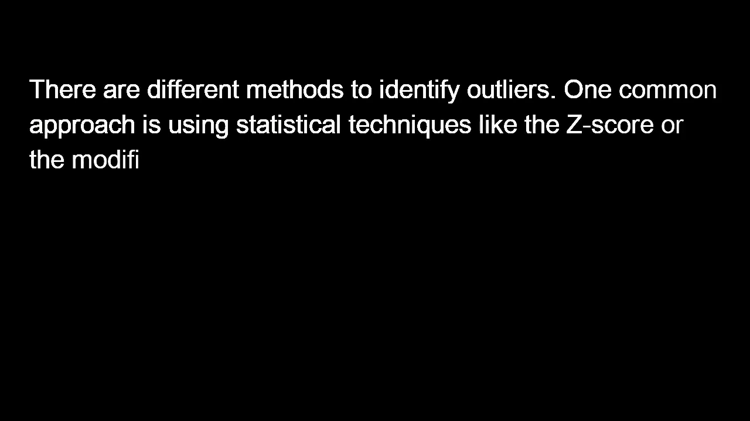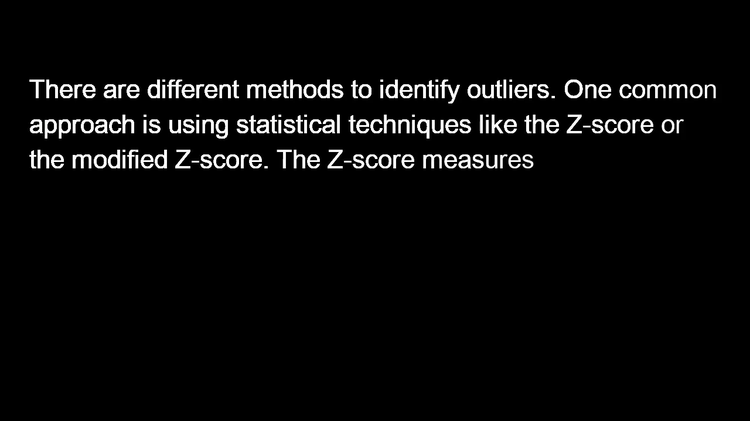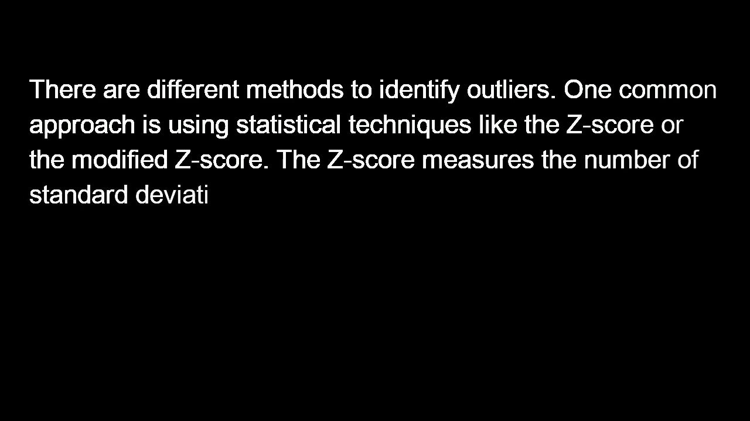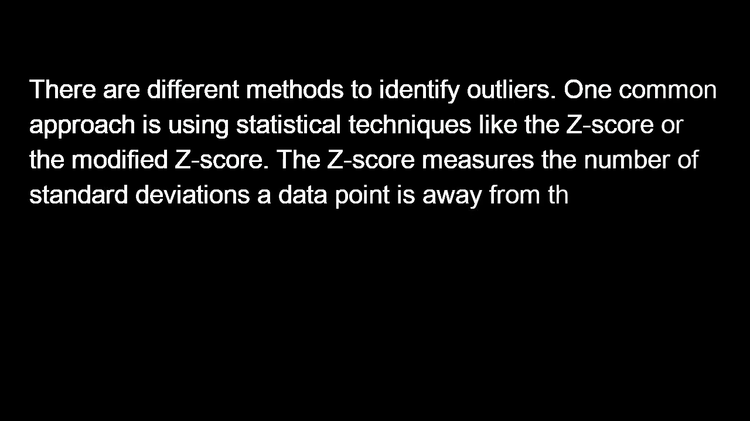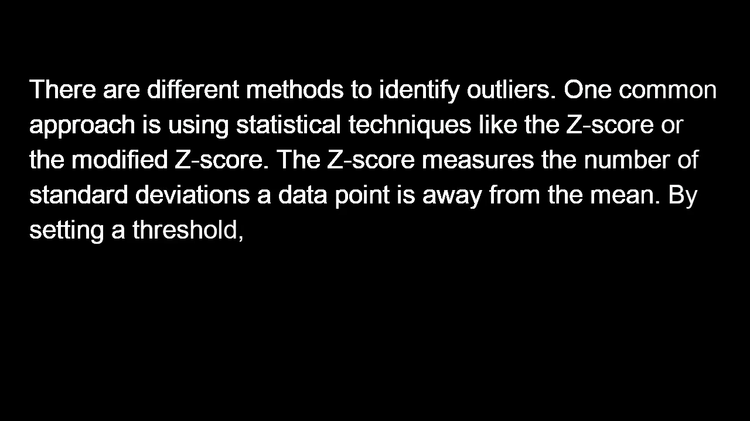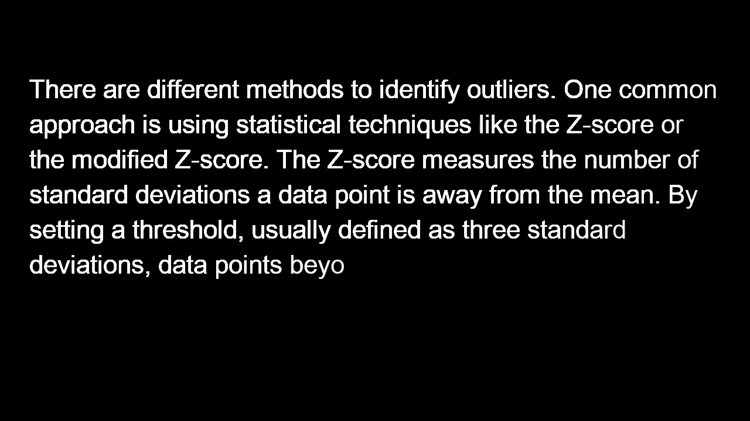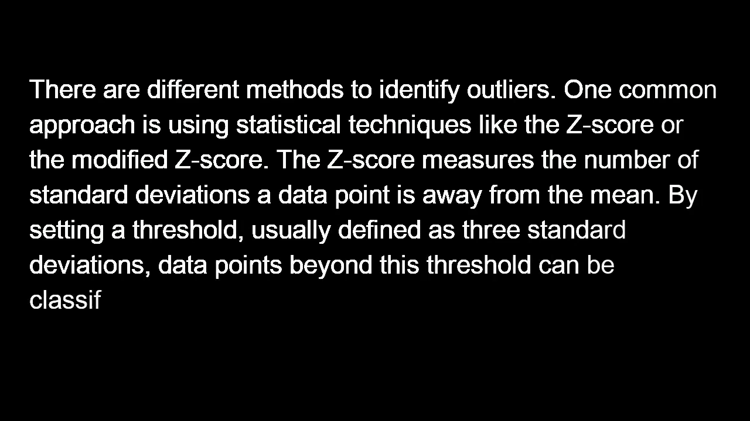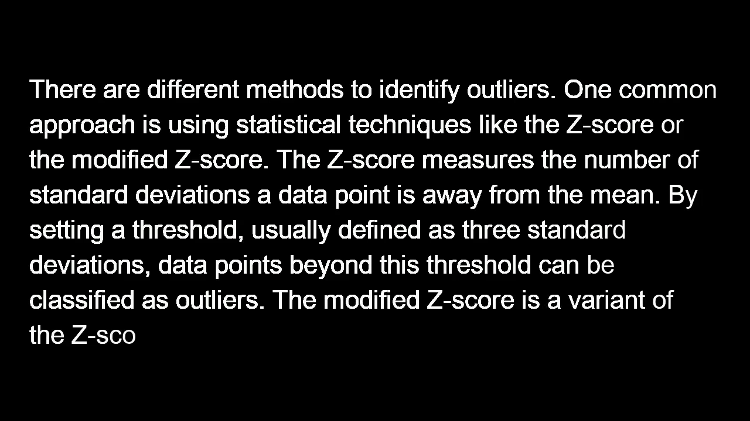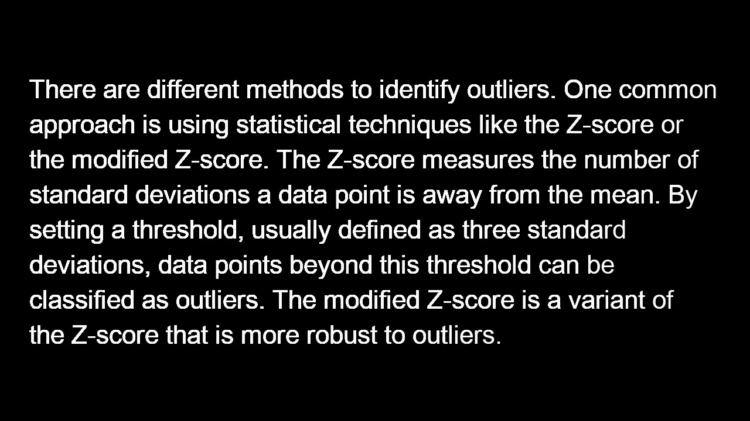One common approach is using statistical techniques like the z-score or the modified z-score. The z-score measures the number of standard deviations a data point is away from the mean. By setting a threshold, usually defined as 3 standard deviations, data points beyond this threshold can be classified as outliers. The modified z-score is a variant of the z-score that is more robust to outliers.